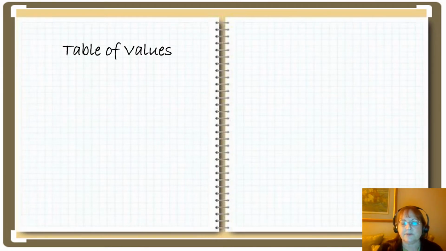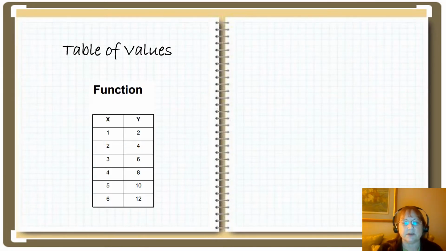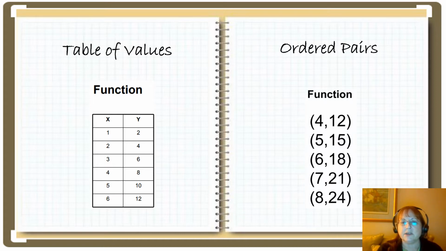A table of values can represent a function. It has a column for the x values or the inputs and a column for the y values or the outputs. Another way to look at a function is by looking at a set of ordered pairs with x and y values separated by commas in parentheses.